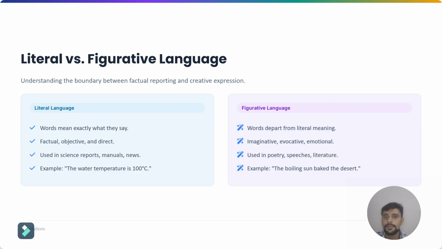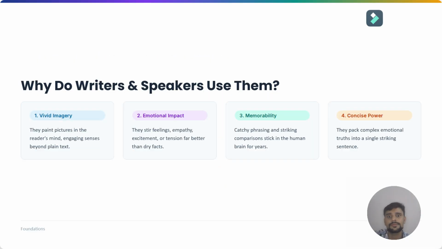Let's take a look at a mini exercise. I'll give you three sentences. Number one, the baby is sleeping. Literal. Number two, the baby is sleeping like an angel. Figurative, specifically a simile. Number three, the baby is an angel. That could be metaphorical. Notice how a small change in language changes the relationship between the speaker and the meaning.